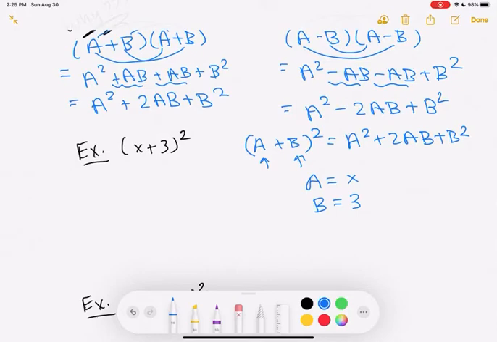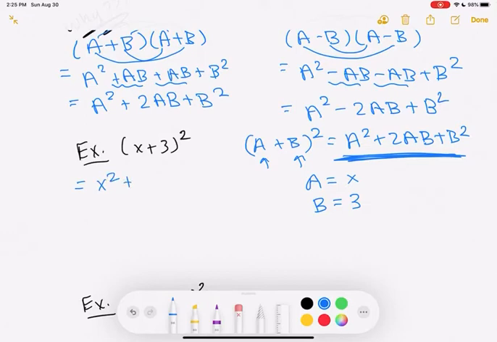Okay, so the rule says that we take a squared. So this is our rule, right? a squared. What is our a? Our a is x. So this equals x squared. And then it says every time you're going to put a plus.